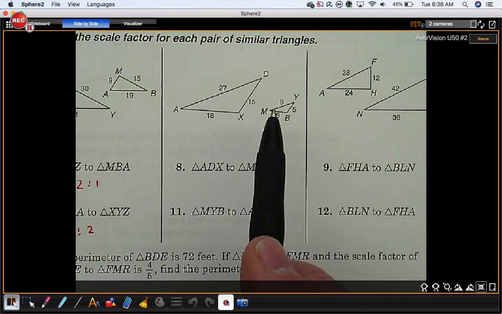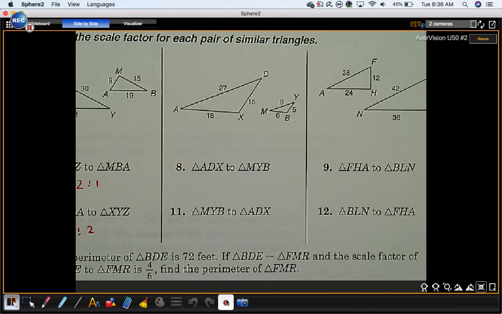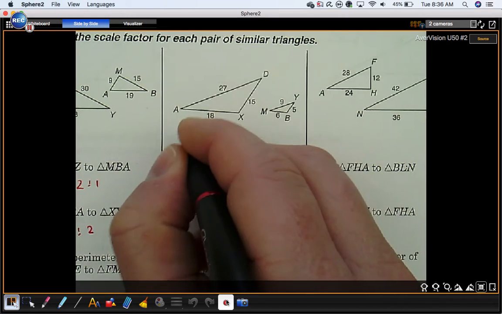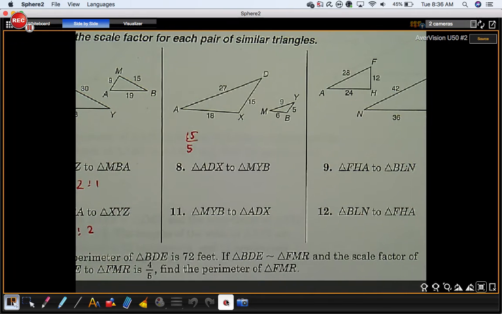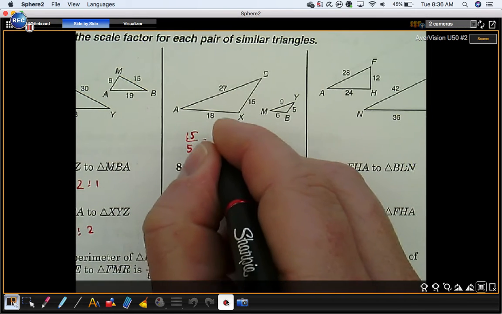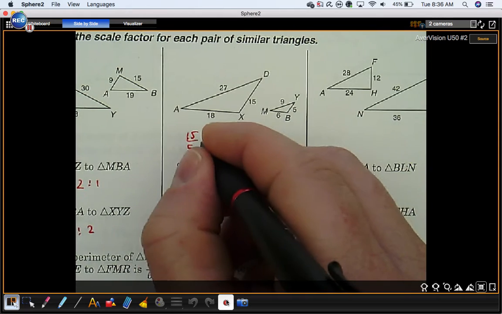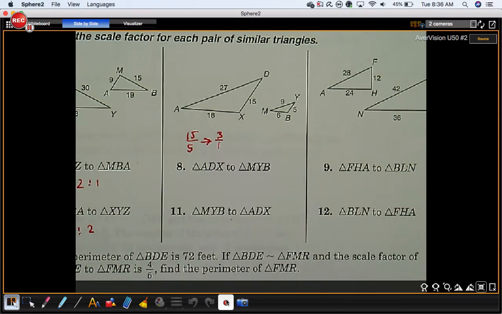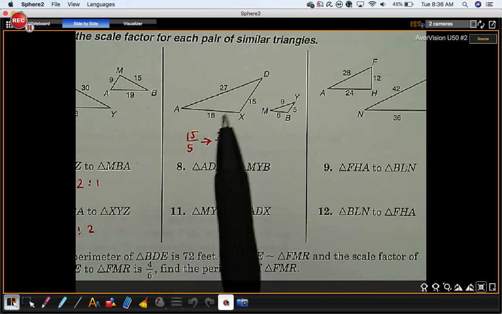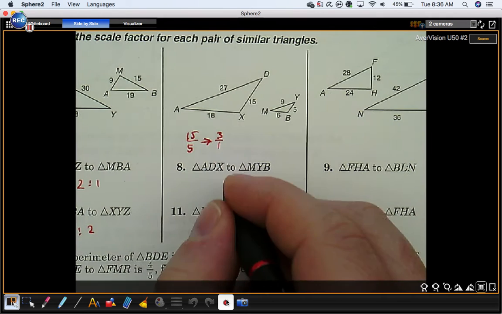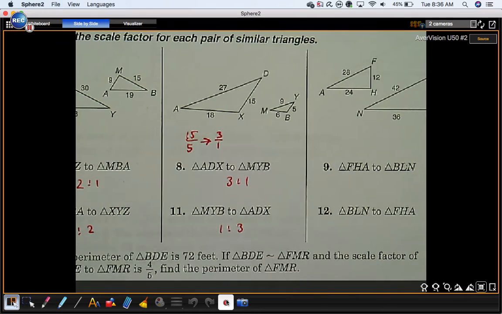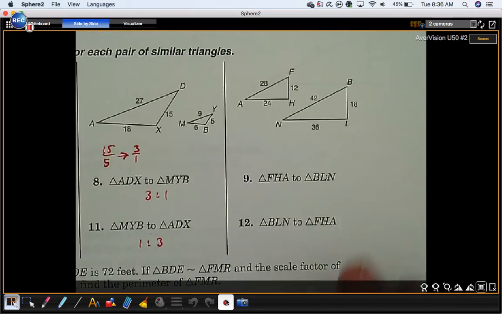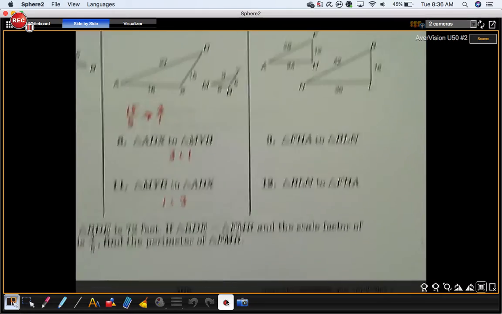These triangles are similar. The smallest has to go with the smallest. So 15 has to go with 5. They're both the smallest number. Triangle ADX is the big triangle. So that's a ratio of 3 to 1. Triangle MYB is the small triangle. So that's a ratio of 1 to 3. These two, same idea, just different numbers.